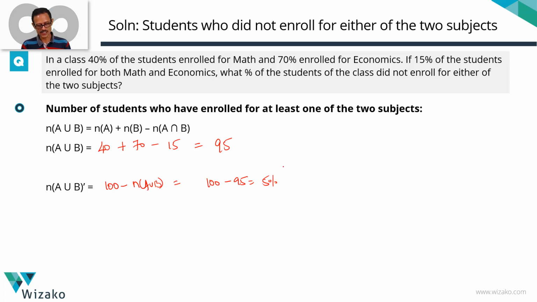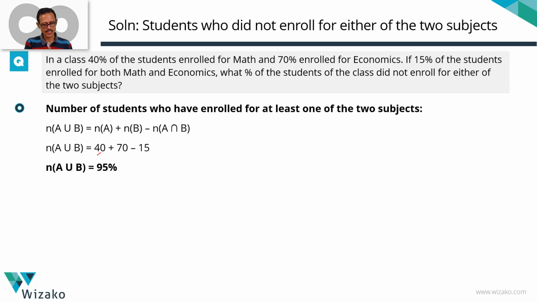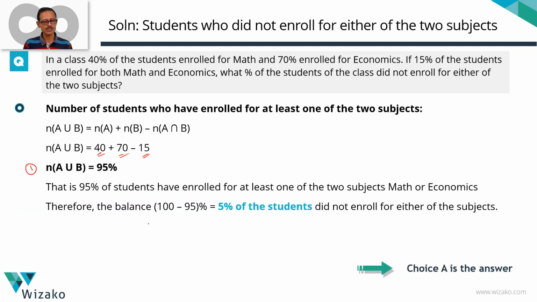Let me quickly summarize the last two lines in printed form. Substituting n of A, n of B, n of A intersection B, in step 1 we have computed n of A union B. What we need to find out is n of (A union B) complement, because this 95% tells us the percentage of students who have enrolled for at least one of these two subjects. So those who enroll for neither is going to be 100 minus 95. 5% is the answer. Choice A is the correct answer to this question.